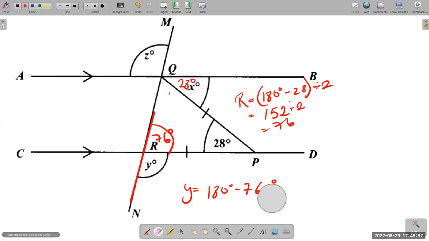What's the answer for that? I need you to just rock with your calculators for a little bit. 104 degrees. Now check this out. If here is 104 degrees, what is Z?